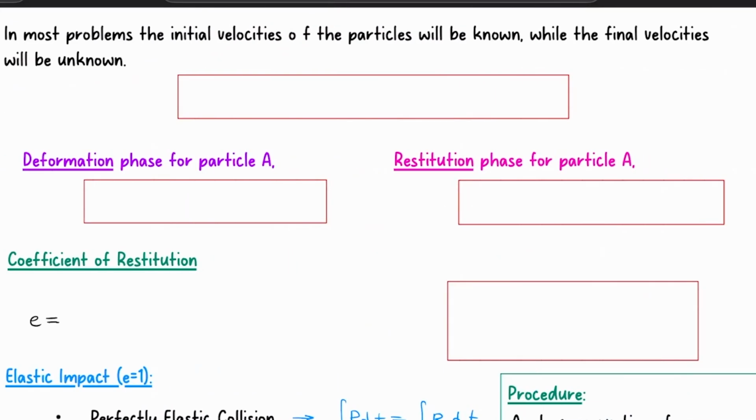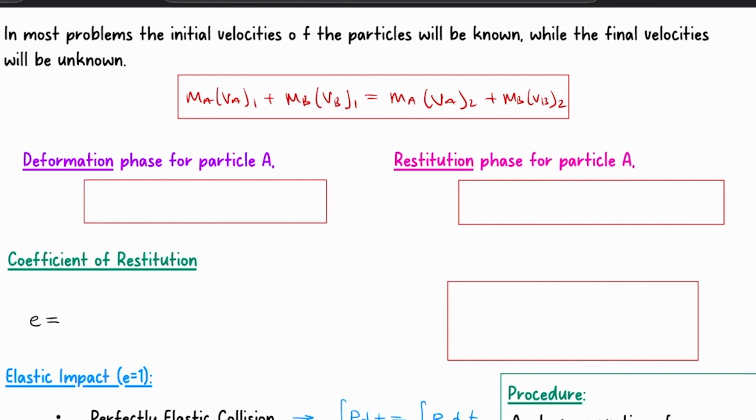In most problems, the initial velocities of the particles will be known, while the final velocities will be unknown. In that case, we can write the following equation: the mass of A times the velocity of A at 1, plus the mass of B times the velocity of B at 1, must equal the mass of A times the velocity of A at 2, plus the mass of B times the velocity of B at 2.